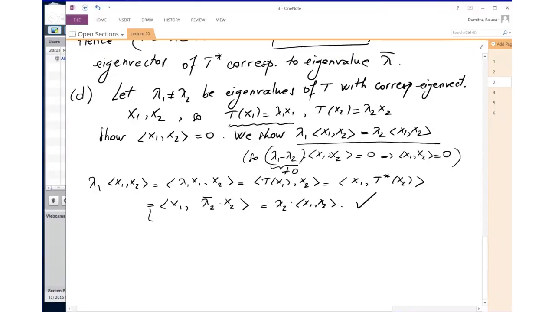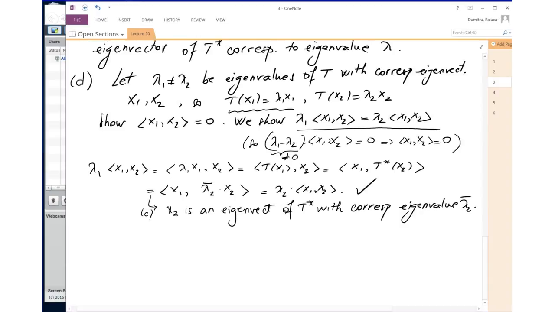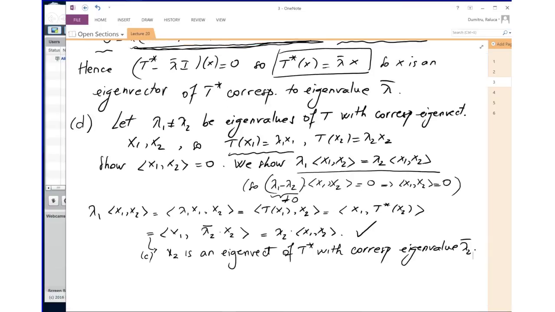So again, this identity here is because x2, according to part C, is an eigenvector of T star with corresponding eigenvalue lambda 2 bar, the complex conjugate. Okay. Questions?